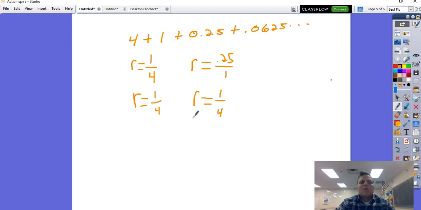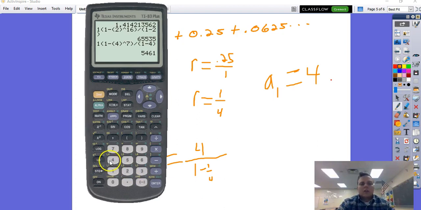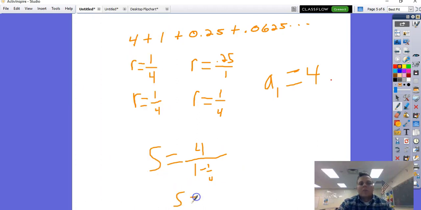Okay? So from there, I can then say, I know my first term, that's just 4. So then it should be pretty obvious to say s is equal to a sub 1, 4, divided by 1 minus r, so that's 1 minus 1/4. Alright, now this is just a calculator situation. 4 divided by 1 minus 1/4. Press enter, and I get 5.3 repeating. So the sum of this infinite geometric series is approximately 5.3 repeating. Okay? Alright, one more example.